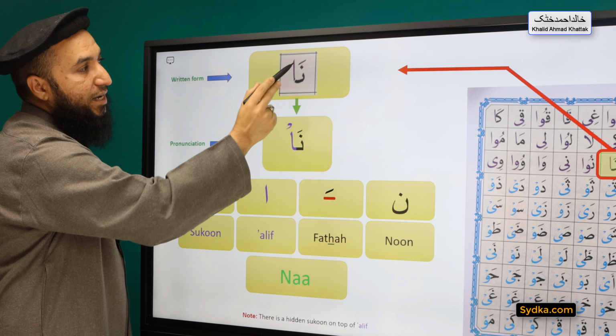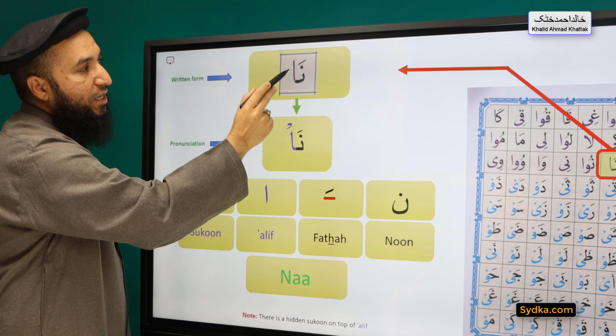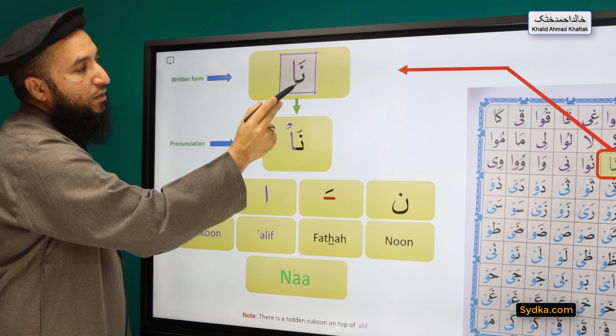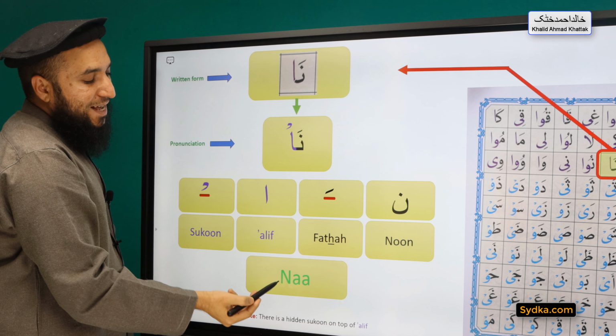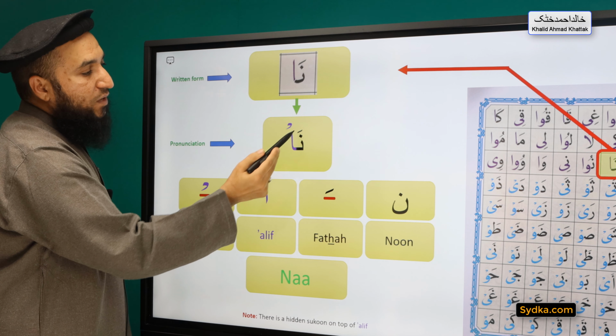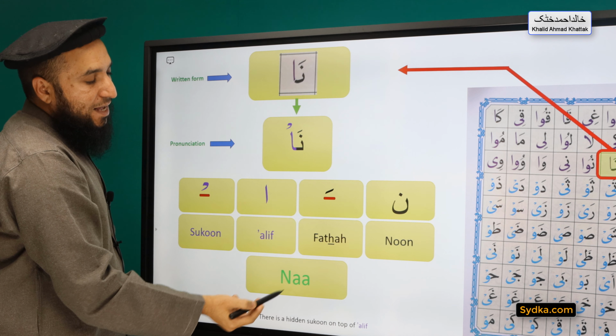So the next syllable we have is Noon Fatha Alif Sukoon. Noon is a light letter, it has fatha on top of it, it is followed by alif, and alif has hidden sukoon. Noon Fatha Alif Sukoon, na.